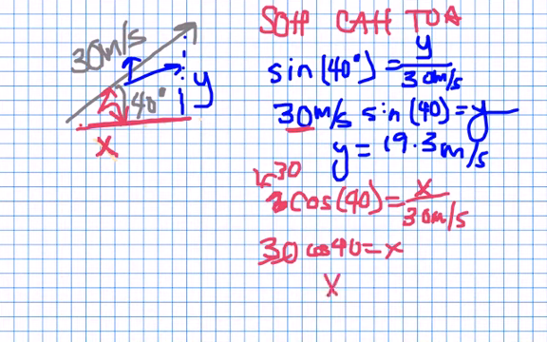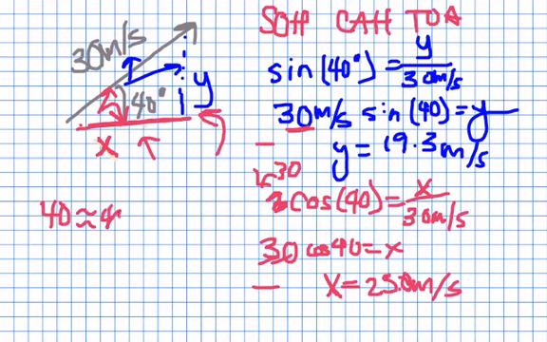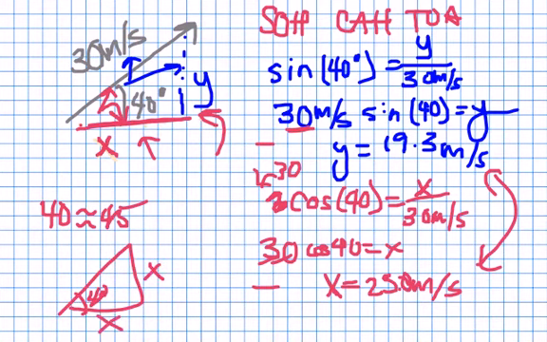And you would get x is equal to 23.0 meters per second. This is if you rounded, which you should. And again, always ask yourself, does this make sense? Yes, this makes sense because 40 is relatively close to 45, so these should be really similar, because in a 45-degree triangle, these are the same distance.